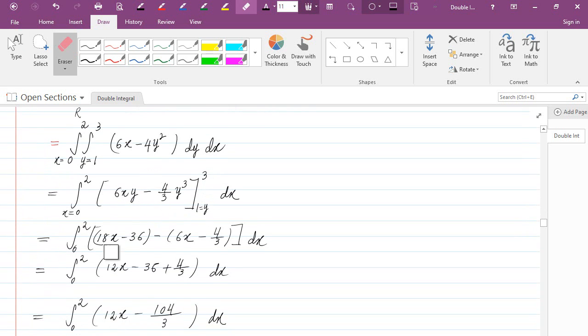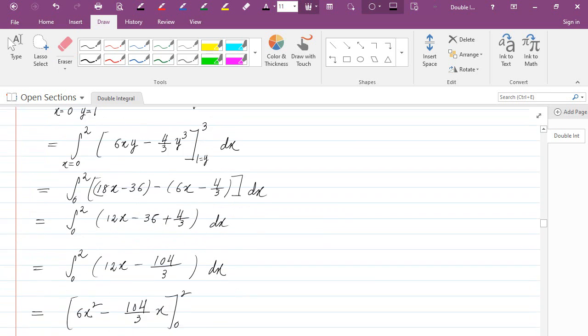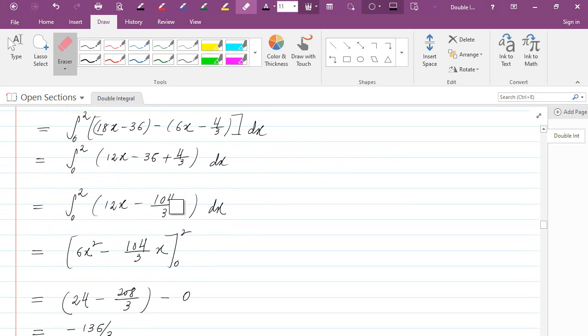So we plug in 3, we get 18x minus 4/3 times 3 cubed, so that's going to give us 36. If we plug in 1 here, remember we're plugging in y equals 1, we get 6x minus 4/3. Now we just have to simplify that, so we get 12x minus 36 plus 4/3, which is 12x minus 104 divided by 3. Now we have this integral that we can do easily.